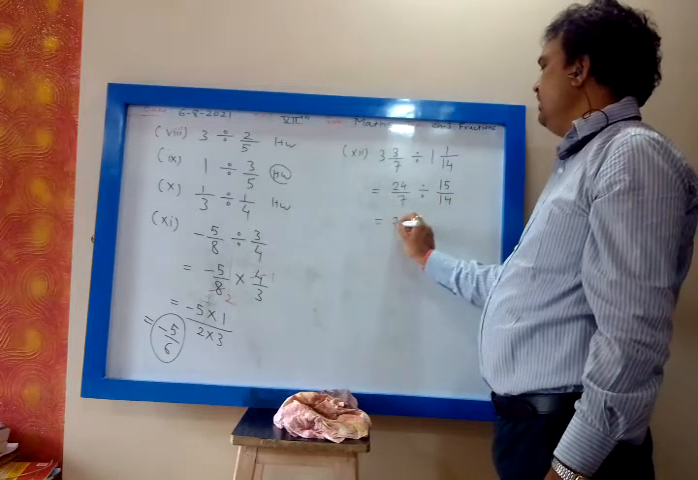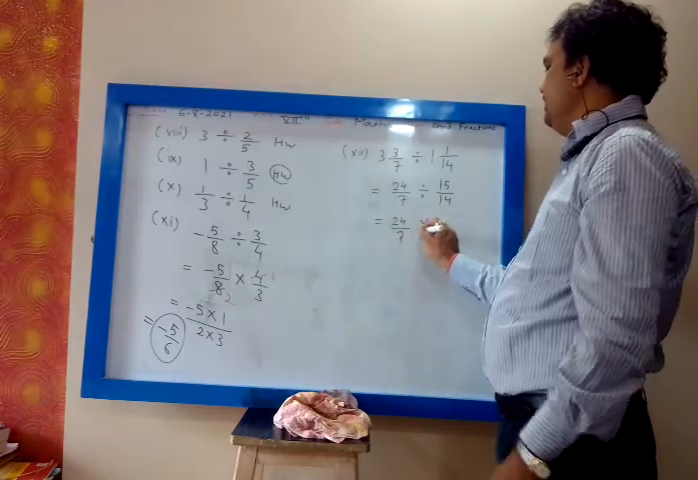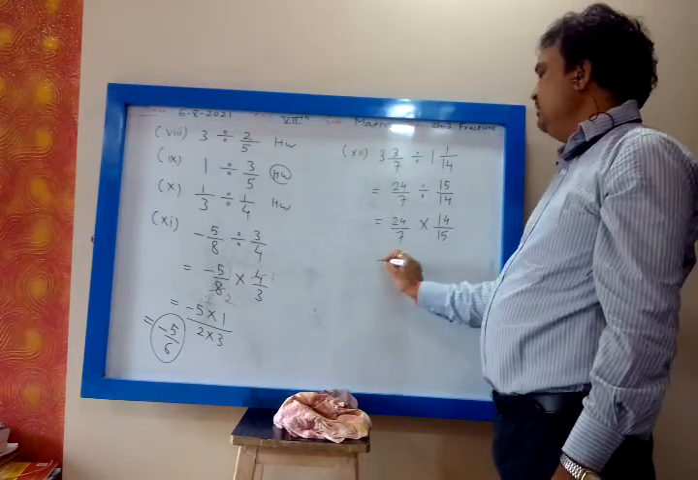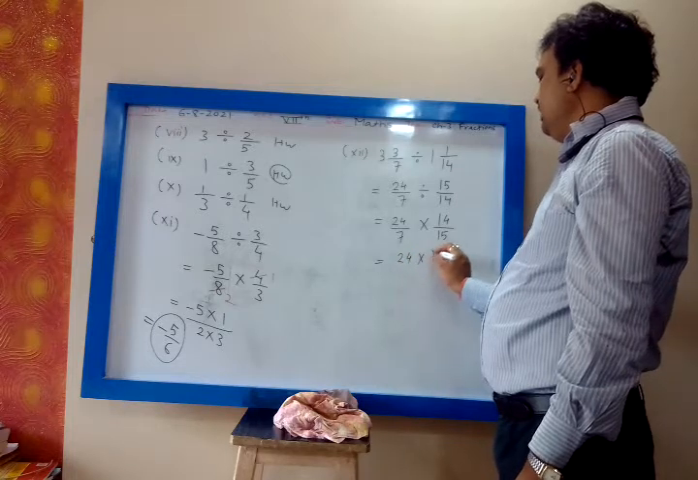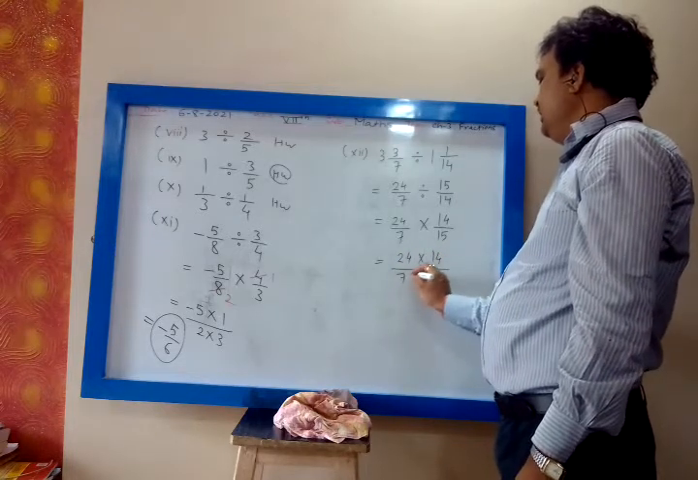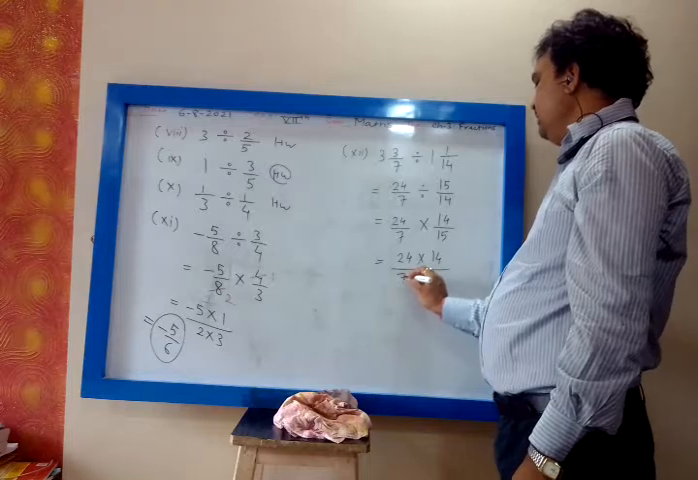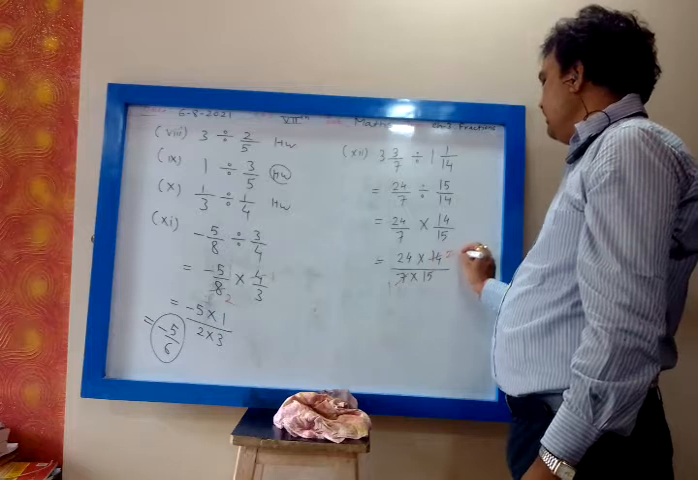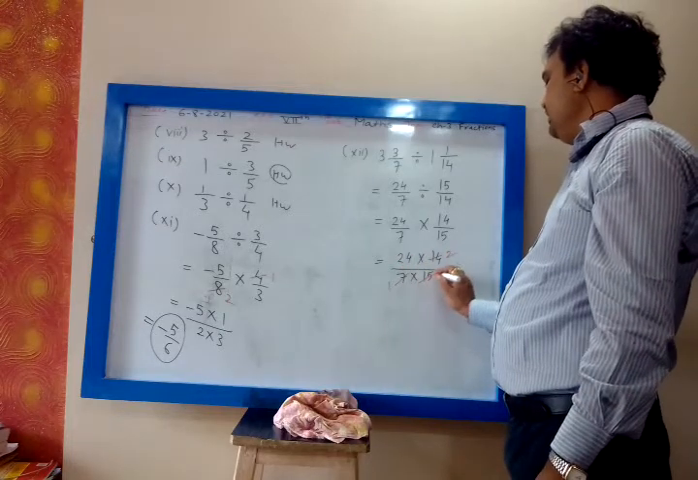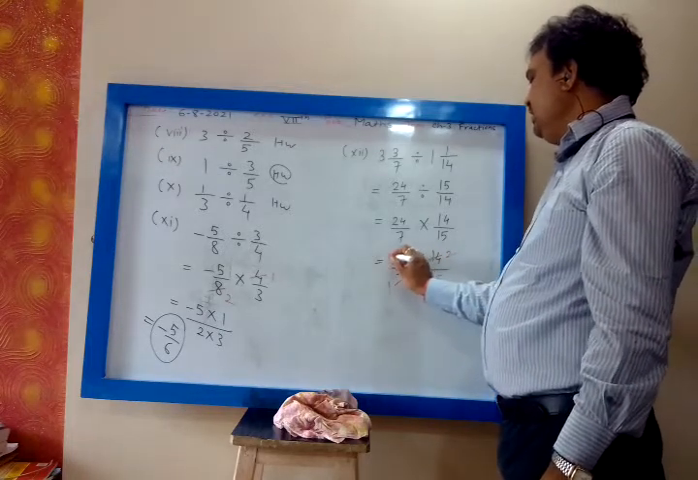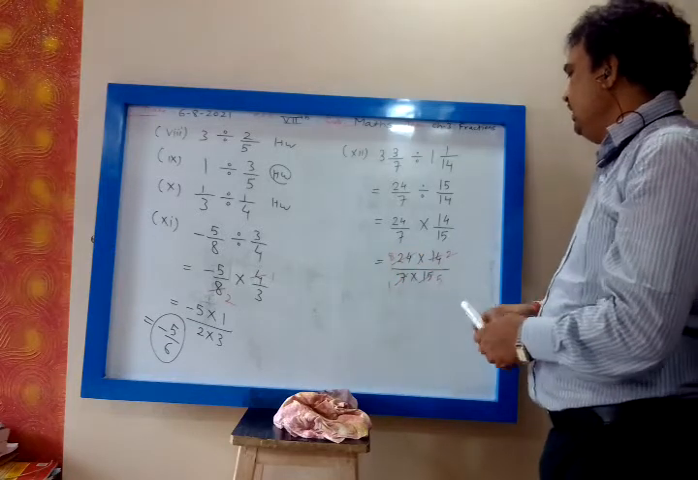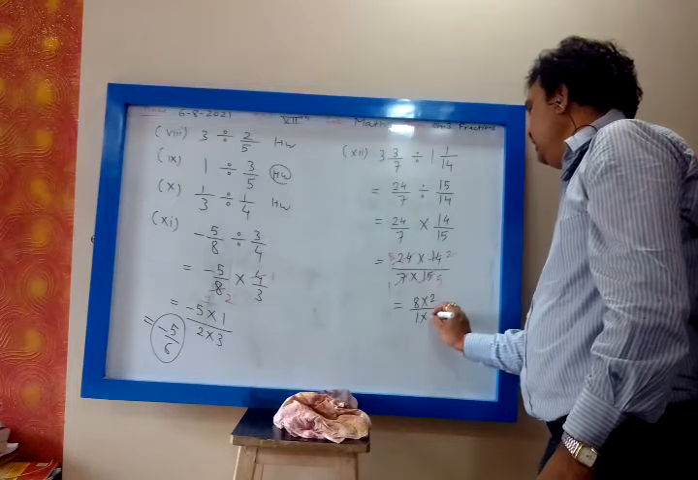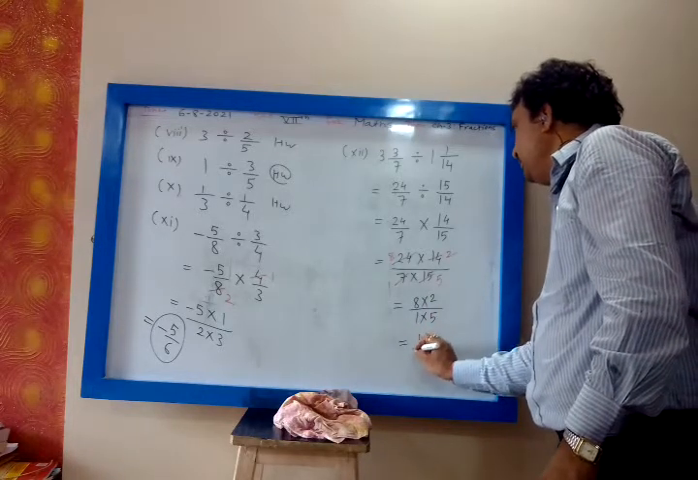Now for 24 by 7, we write division as multiplication, then we take reciprocal of the second, 40 upon 15. Now this is multiplication, so multiply numerator to numerator, denominator to denominator. Now cancel the common terms. 7 5s are 35... 7 and 40 cancel, then 24 and 15: 5 3s are 15, 8 3s are 24. So what is left? 8 into 8 upon 1 into 5. Then 16 upon 5.